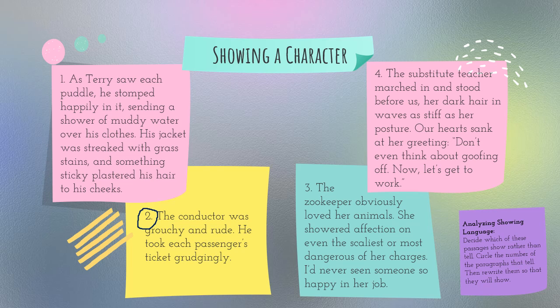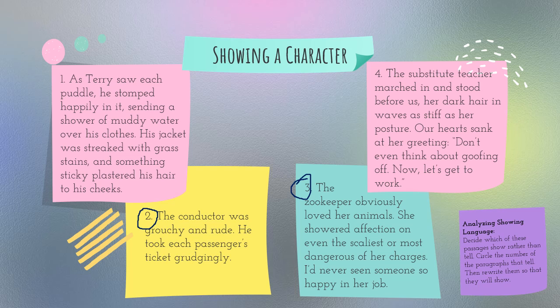Number 3, the zookeeper obviously loved her animals. She showered affection on even the scaliest or most dangerous of her charges. I've never seen someone so happy in her job. Okay, so how do you know that this person is happy? Are you shown how they're happy or are you told how they're happy? You're told. Again, this is not a bad paragraph. There's nothing wrong with it. It tells you what the person is like, what they do, rather than just showing you. So circle this one as well.